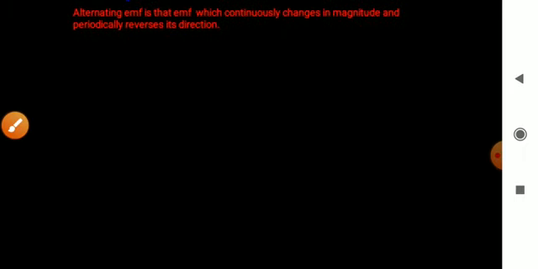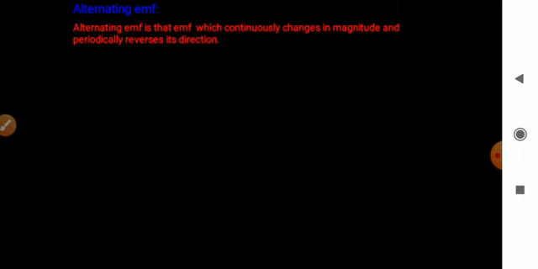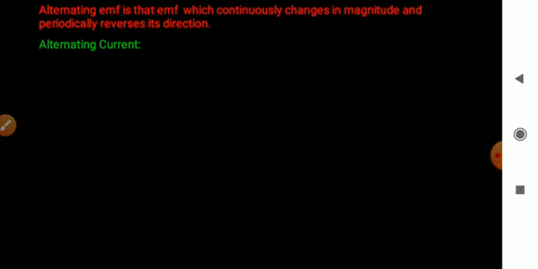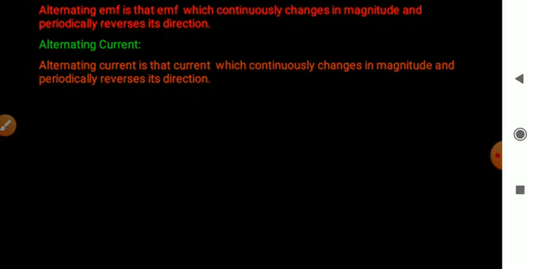And alternating EMF. What is alternating EMF? Alternating EMF is that EMF which continuously changes in magnitude and periodically reverses its direction. And alternating current is that current which continuously changes in magnitude and periodically reverses its direction. I hope this is clear to you.